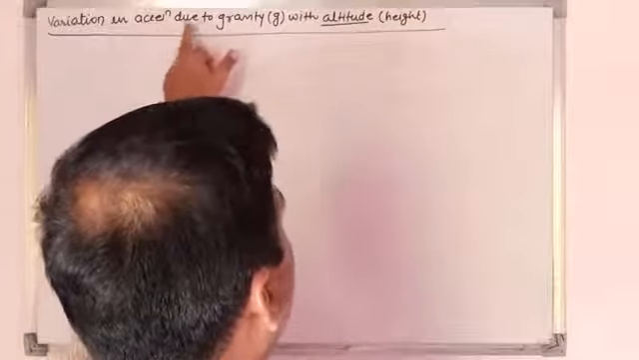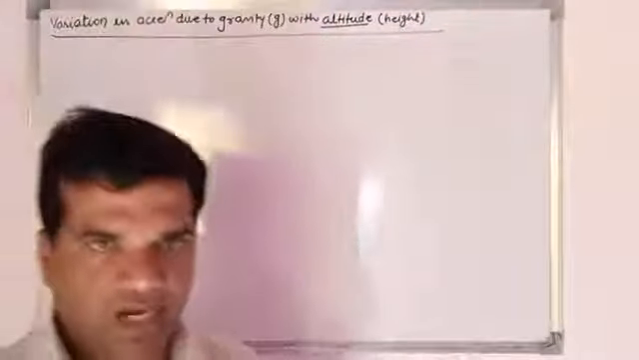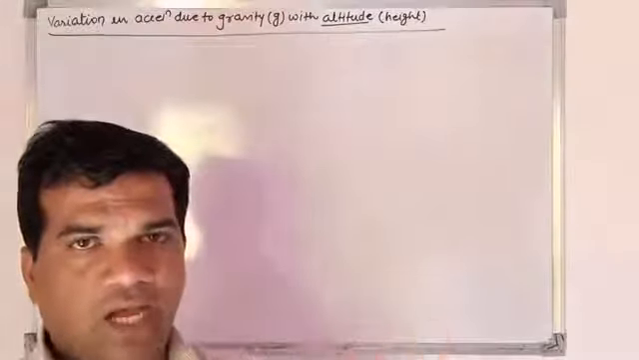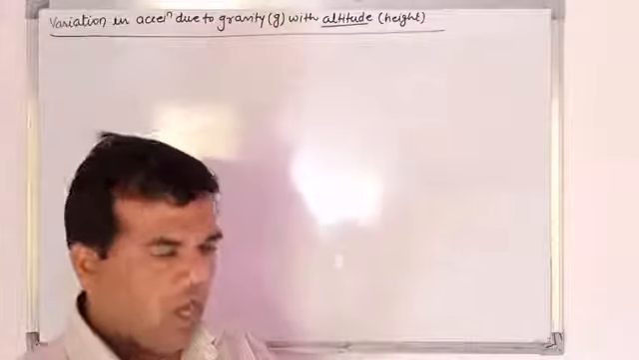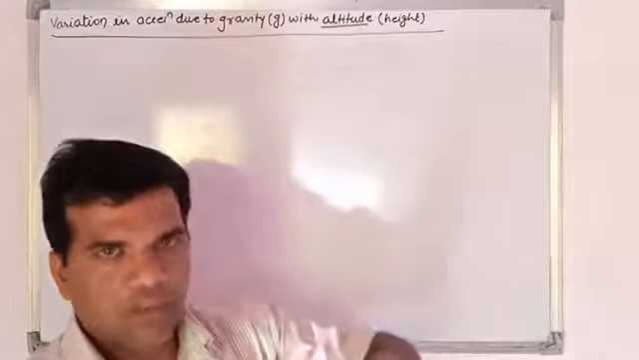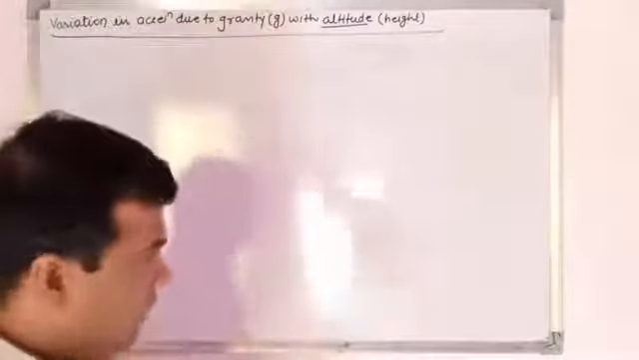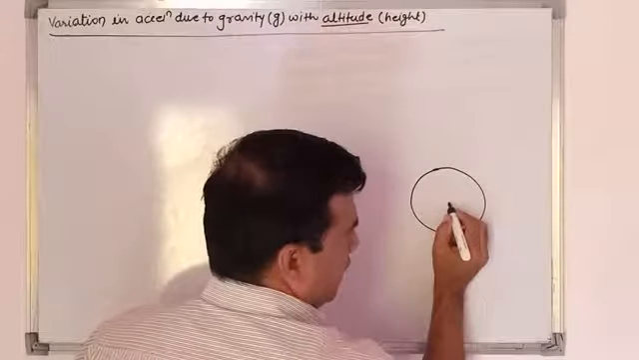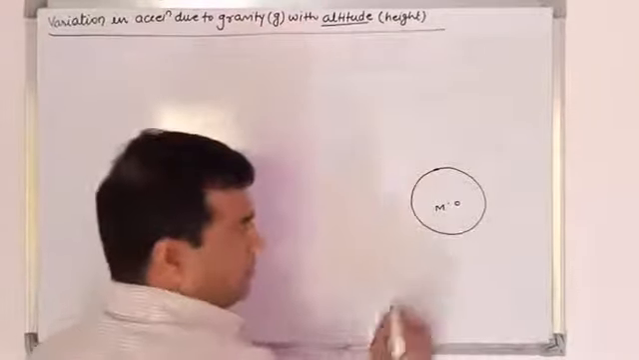Now we see the variation in acceleration due to gravity g with altitude. Altitude means height. So here we have to see what is the effect of height on the acceleration due to gravity. It means that if the height increases from the surface of earth, then what happens to the acceleration due to gravity. So first we consider this is earth, this is the center of earth where the whole mass of the body is concentrated.